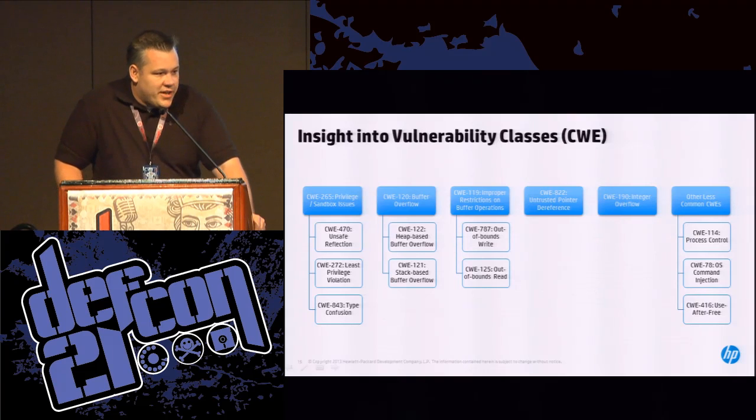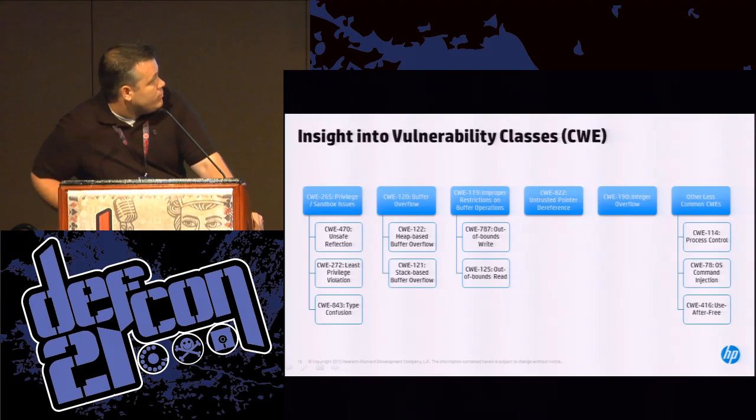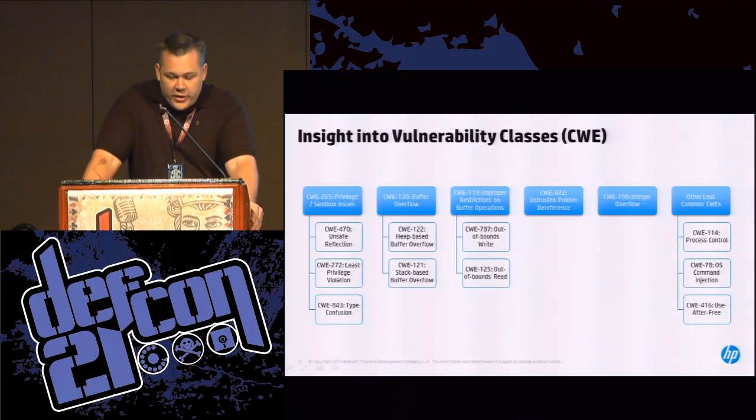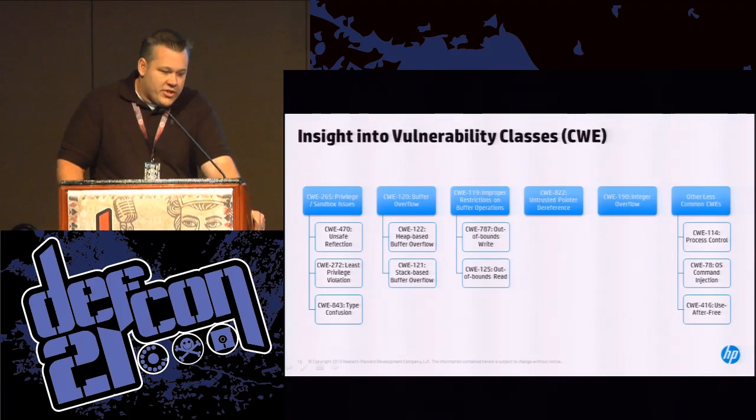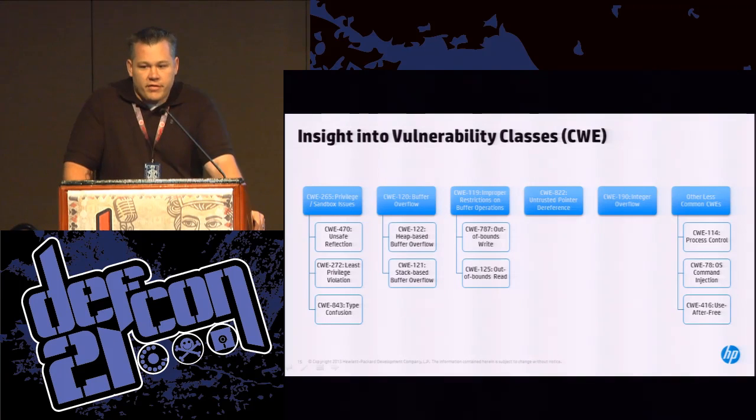So what we did is we took the 120 vulnerabilities that we had, we performed a root cause analysis on it, and we bucketed them into the blue boxes up here. And the first one is privilege and sandbox issues, followed by buffer overflows, followed by improper restrictions on buffer operations, untrusted pointer dereferences, integer overflow, and a bunch of other issues.